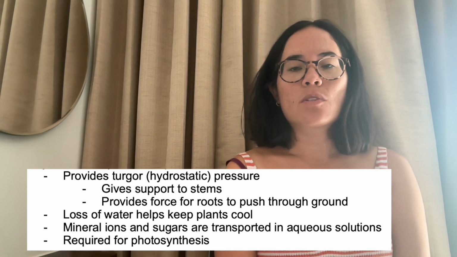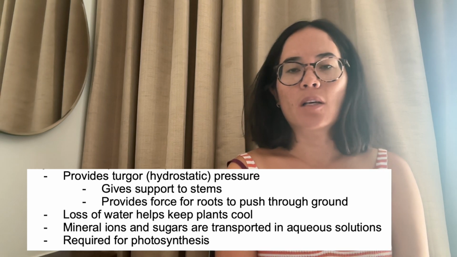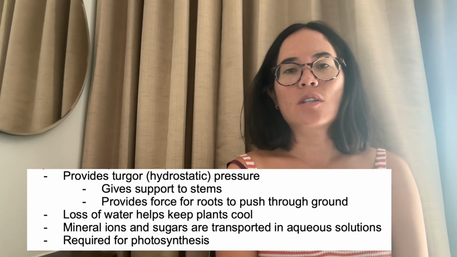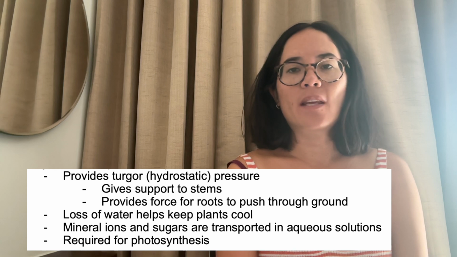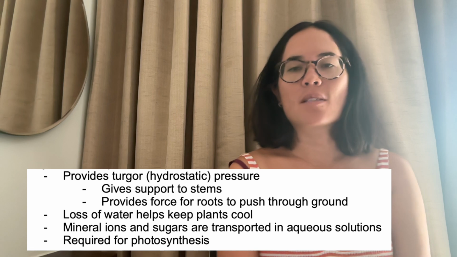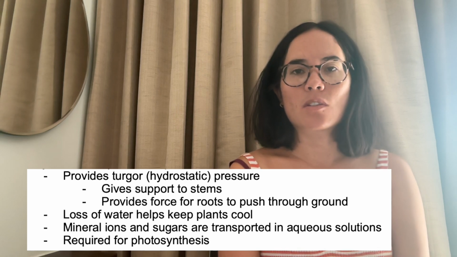The loss of water by transpiration actually helps to cool the plant. Water acts as a solution to help move mineral ions through the plant from where they're absorbed to where they're used. And lastly, remember, water is a reactant in photosynthesis. Water plus carbon dioxide produces glucose and oxygen. So as well as water, the xylem transports mineral ions.